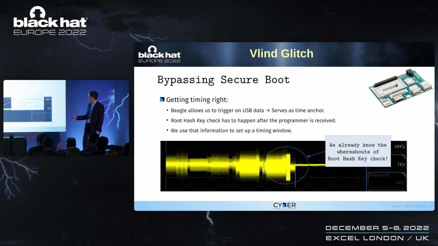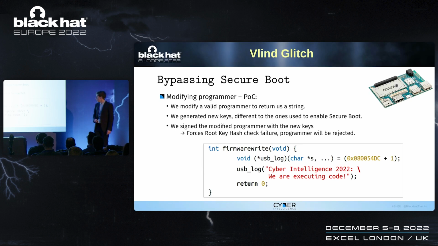So as we have seen, we already more or less know where that's happening. If we take into account that we can see what's happening through the USB wire, we can set a clearly defined glitching area. So there we go to the next step of our bypassing attempts. In this case, we are modifying this programmer. This is the same function that we modified earlier.